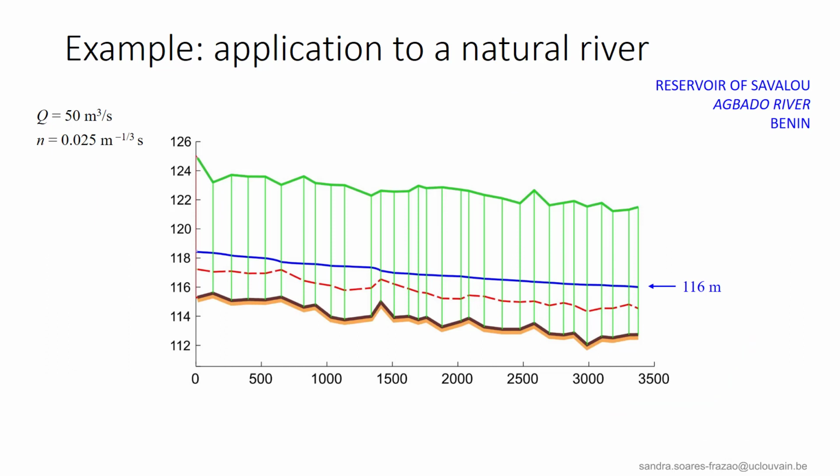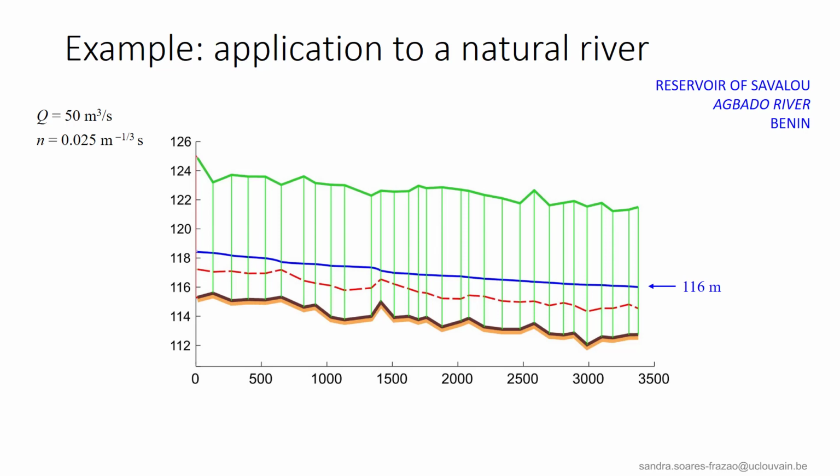For the flow conditions indicated here, so a discharge of 50 cubic meters per second and this Manning coefficient, we can calculate the critical depth in each cross-section. This is this red line here, the red dashed line. There is no normal depth in the cross-sections because therefore we should have a prismatic channel in order to be able to determine the bed slope as 0, which is of course not possible here.